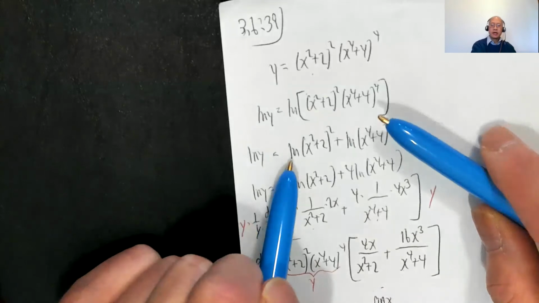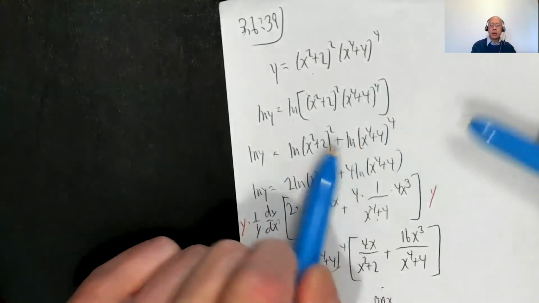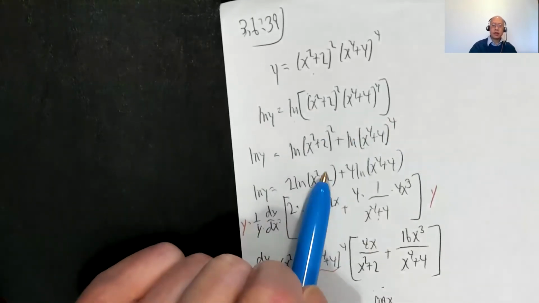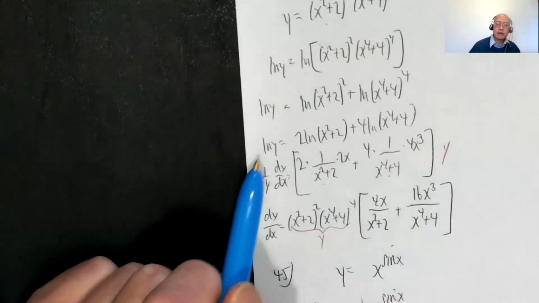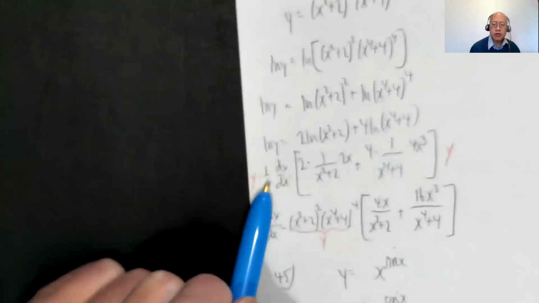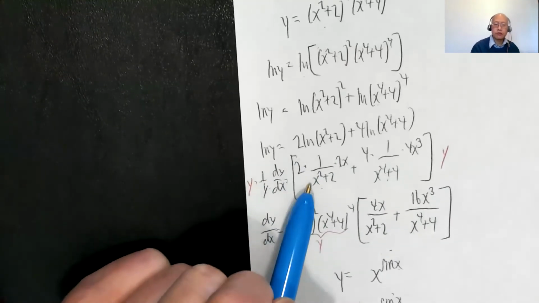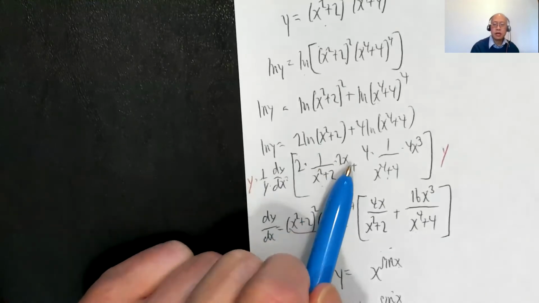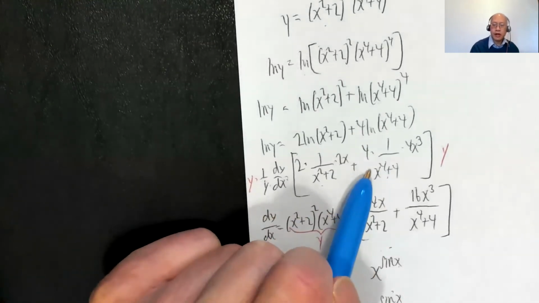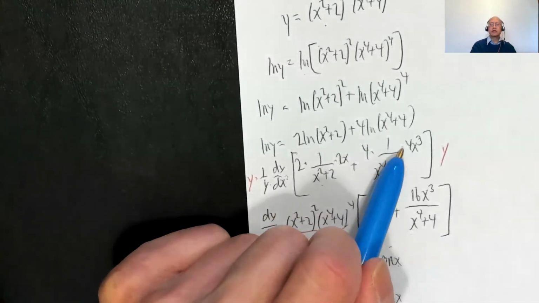Then you use the property of logs. ln of a product is ln of the first plus ln of the second. The 2 comes down, the 4 comes down. Differentiate implicitly, 1 over y dy dx. It's always like that. Then the derivative of this is 2 times 1 over x squared plus 2 times 2x plus 4 times 1 over x to the 4th plus 4 times 4x cubed.